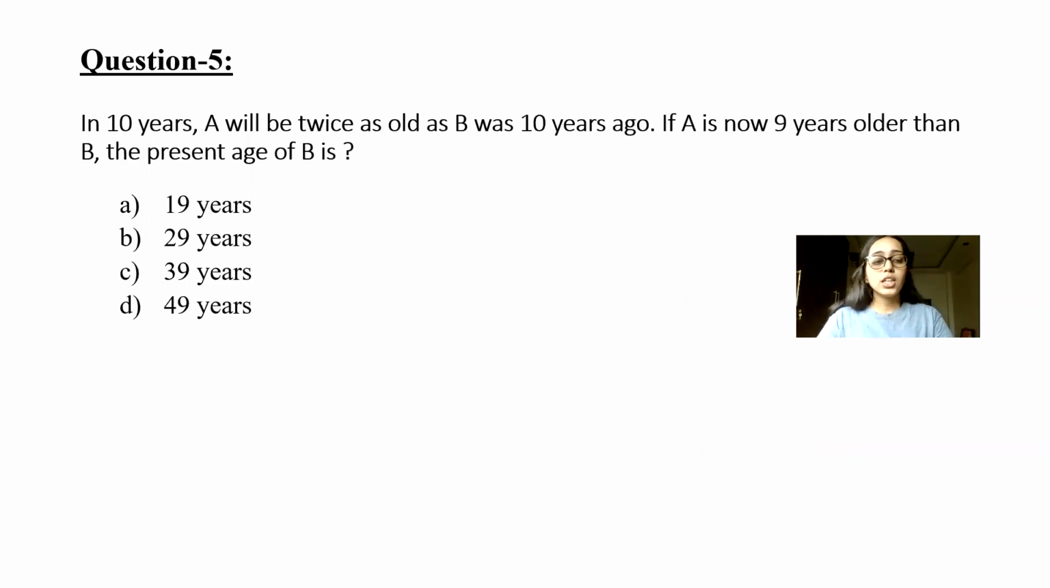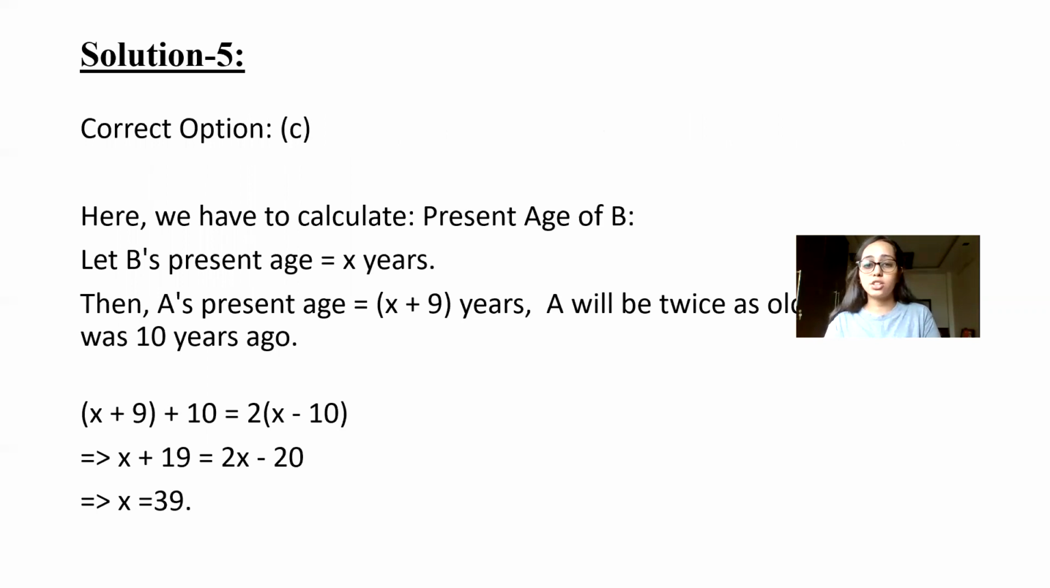The next question: in 10 years, A will be twice as old as B was 10 years ago. If A is now 9 years older than B, then the present age of B. So we have two conditions here, right? The first one is A is now 9 years older than B, and the second one is A will be twice as old as B was 10 years ago. So we'll go and check the solution.